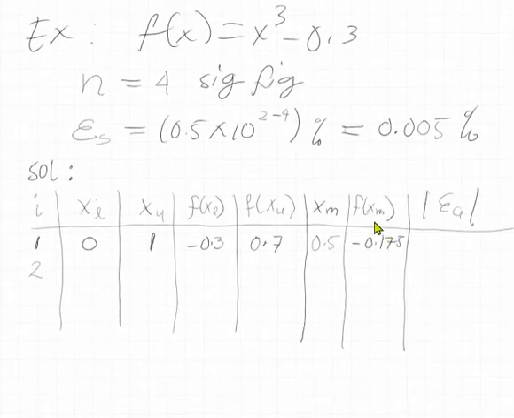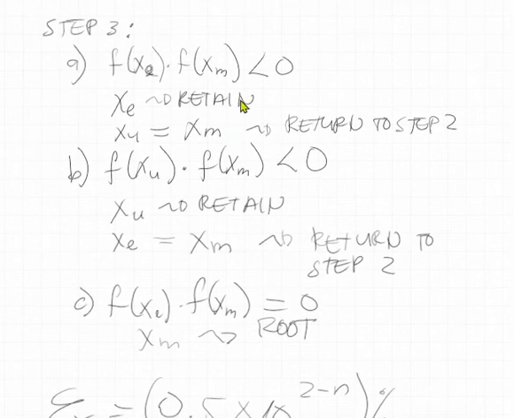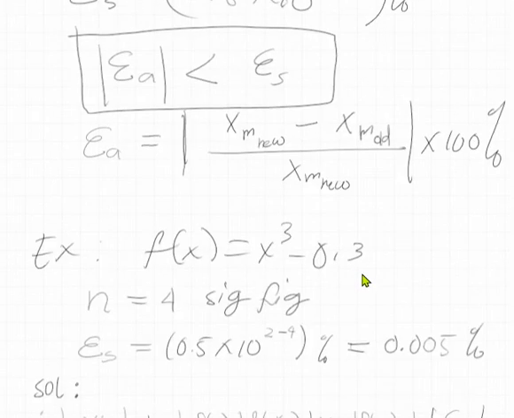So here, our xm, f of xm is negative. So first, we multiply it with f of xl. So negative times negative, it's positive. So it's not less than 0. So it's not case 1. It's not this one because it's greater than 0.